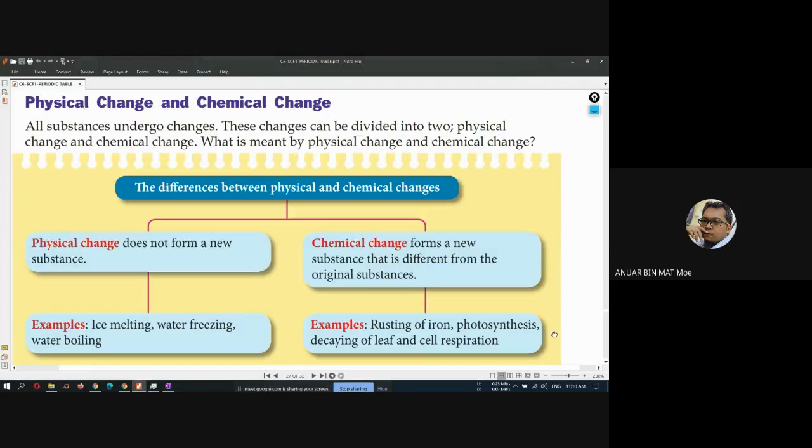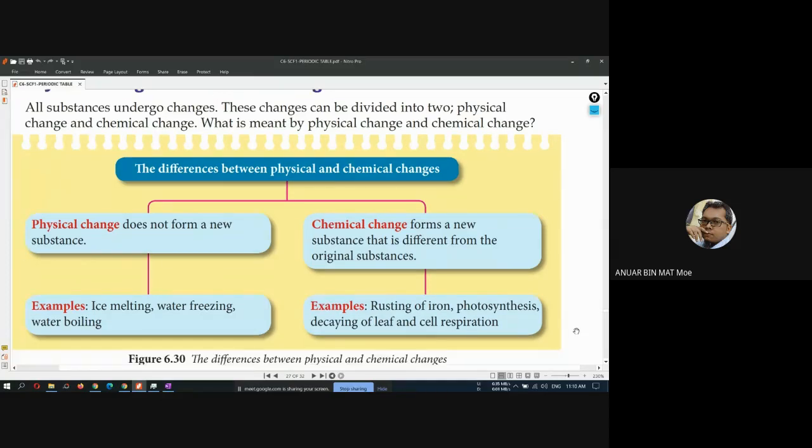Okay. Next one is physical change and chemical change. What is the difference between physical and chemical change? I will just read it for you. The difference between physical and chemical change is that physical change does not form a new substance. You must remember that. Physical change.